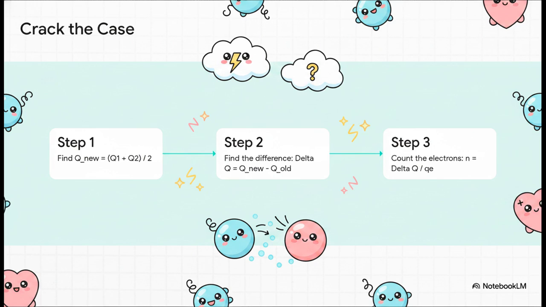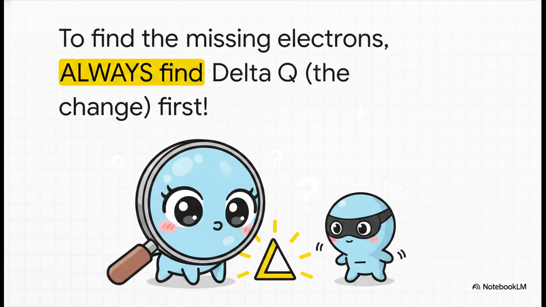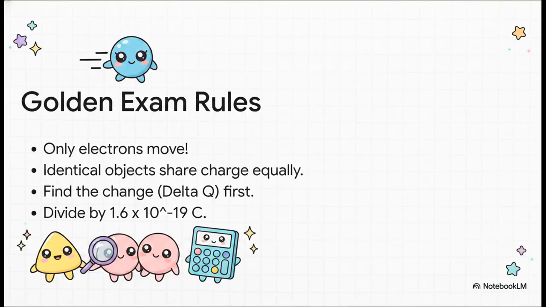And honestly, this brilliantly illustrates just how beautifully logical the exam math actually is when you break it down into steps. So the crucial point is this, and you've got to remember it. To find the missing electrons, always find delta Q first. A really common mistake students make is plugging the final charge straight into the N equation. But remember, we are investigating the change at the crime scene. We need to know how much charge actually moved from one sphere to the other, so we absolutely must use the difference.